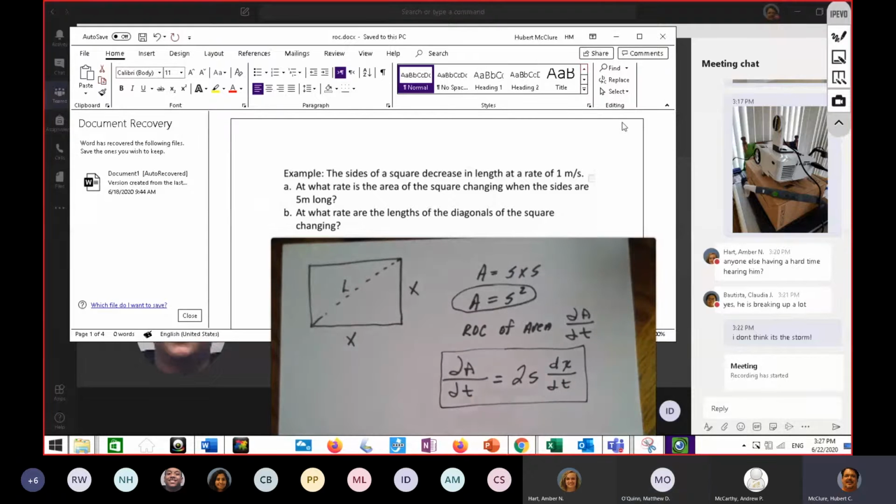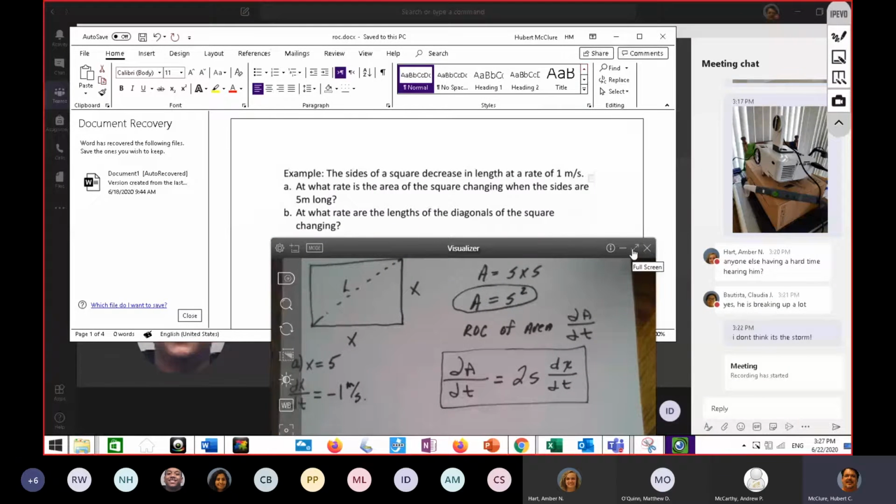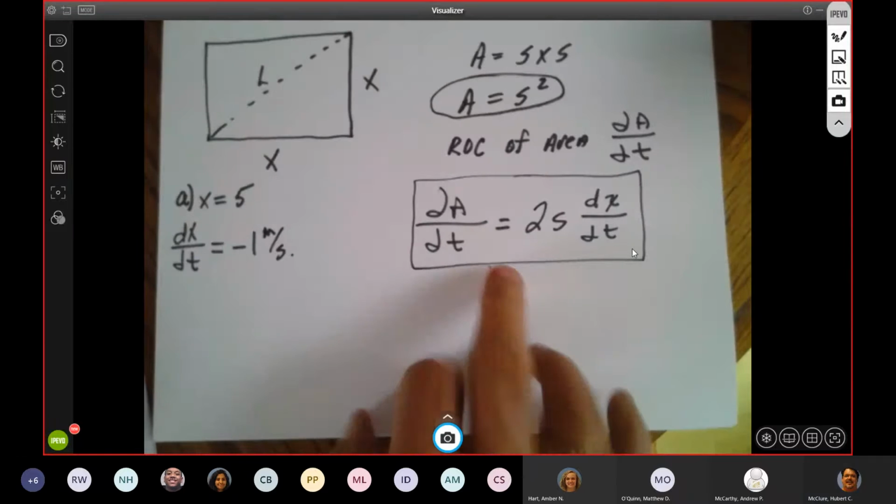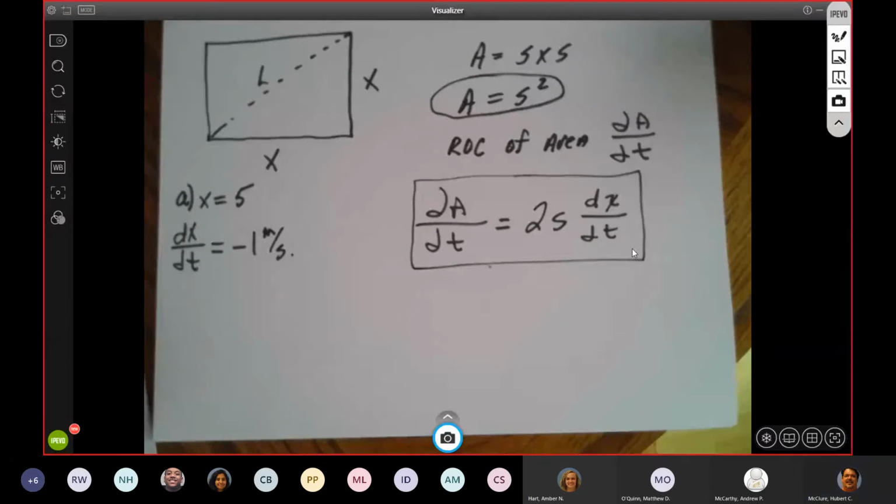So the first part of the question says, A, what if x is equal to 5 meters and dx dt is equal to -1 meter per second. Now, remember what I told y'all about rate of change. You're going to find this out in second calculus. A lot of times, rate of change is nothing but plug and what? Once you got this guy, it's just plug and what? Chug. Chug, Hubert. That's right.